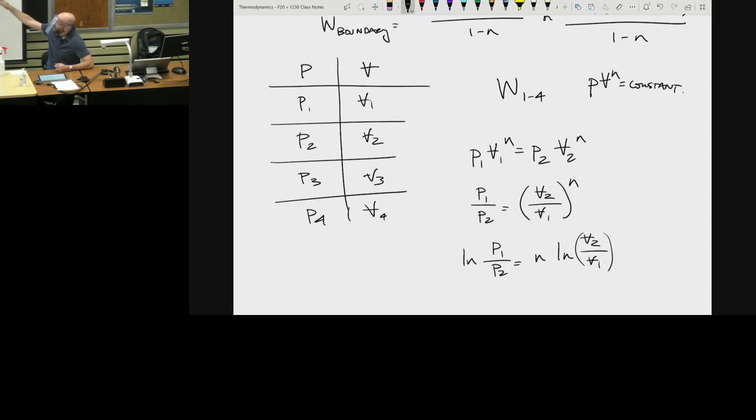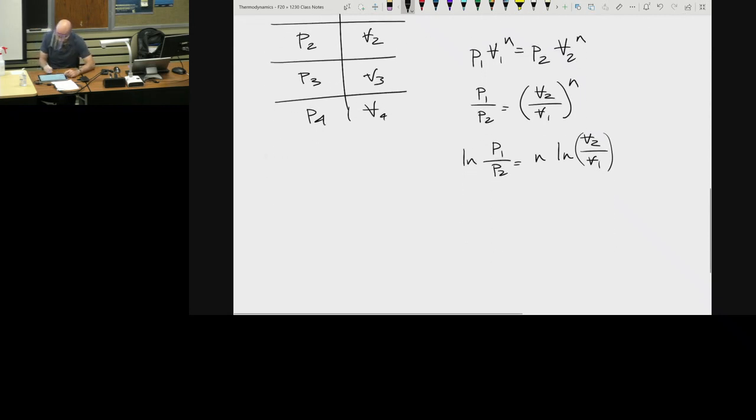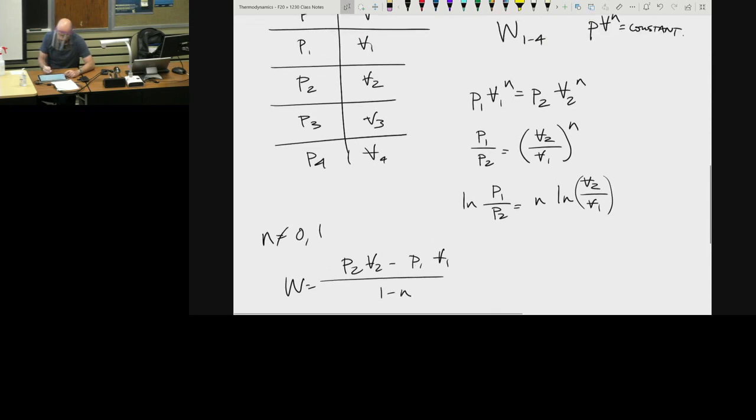Now the other thing, and I've given this problem before on the exam. I asked them to find n, and pretty much everybody found n. Then they had to find the work for the process. They went to their equation sheet and said, okay, n is not equal to 0 or 1, so they wrote work is equal to P2 V2 minus P1 V1, all over 1 minus n, and they went up here, took these two entries, and put them in there to find the work.